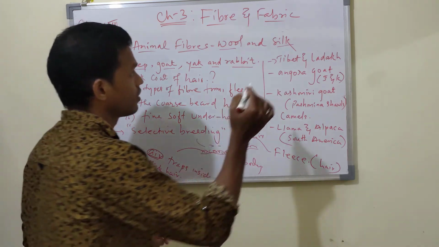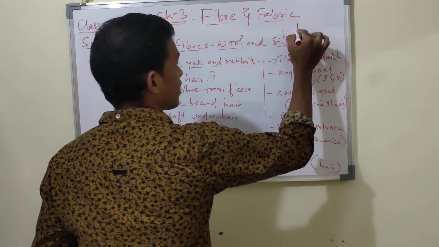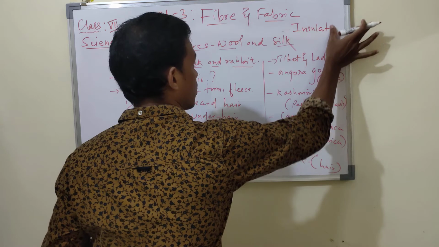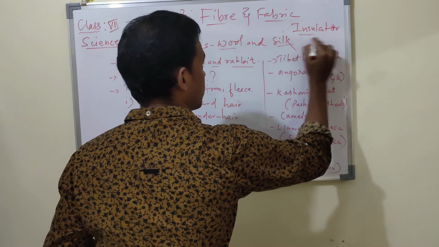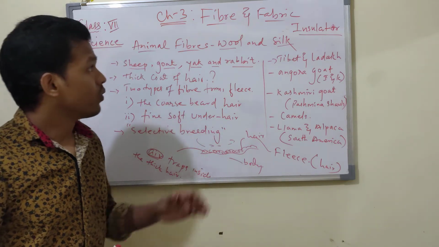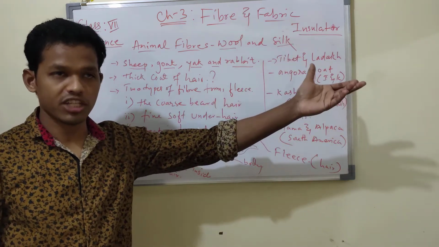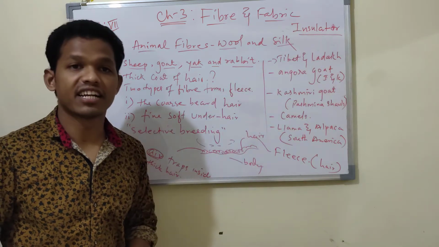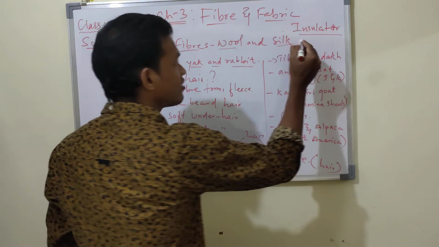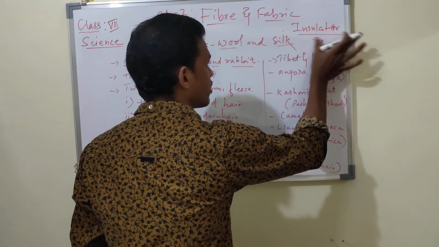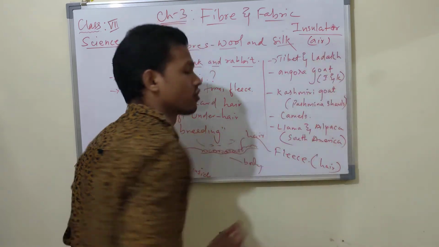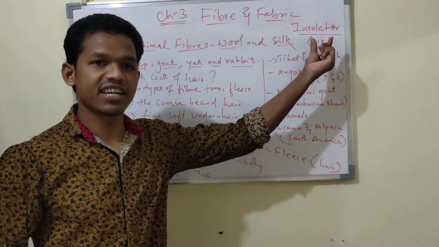What is an insulator? An insulator is, if you talk about any object, a bad conductor of heat. Among them, air is also a bad conductor of heat. This air acts as a bad conductor of heat.